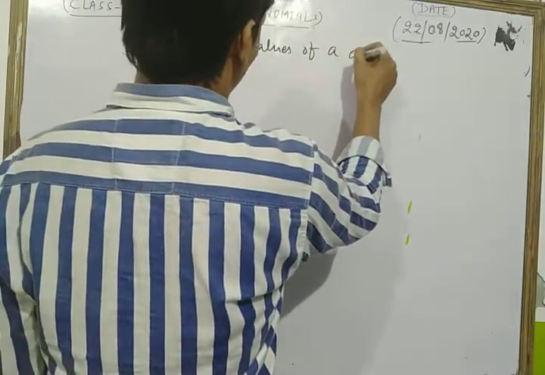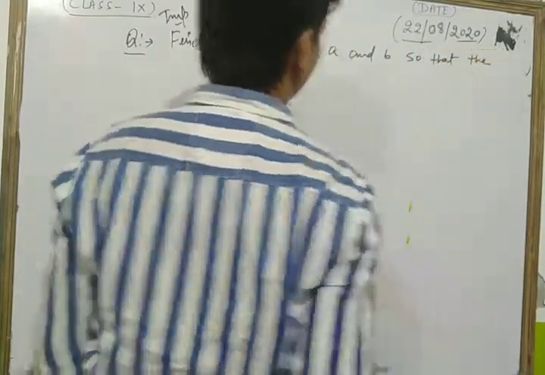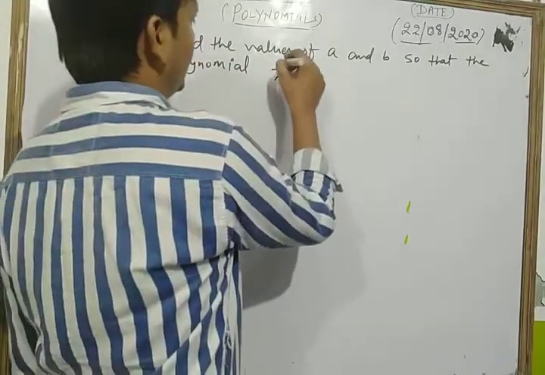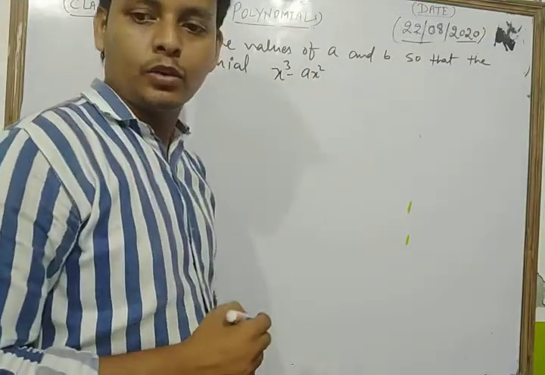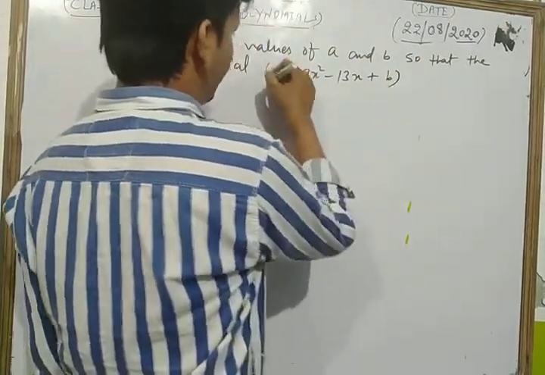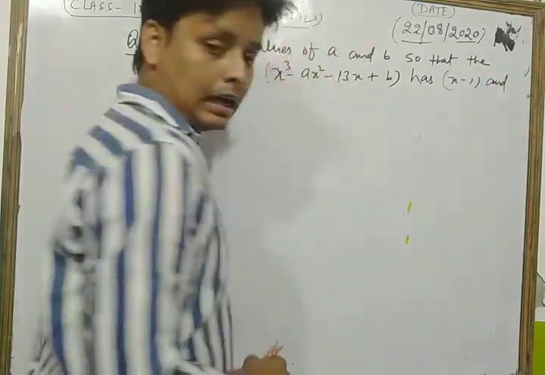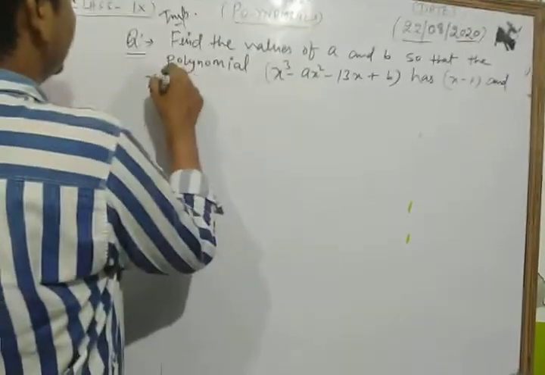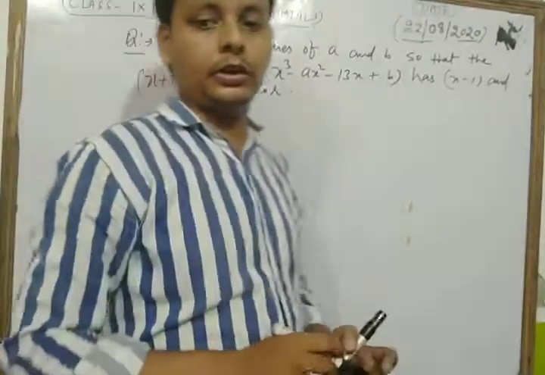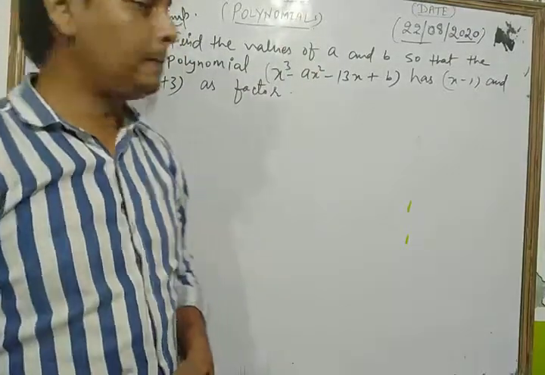Find the values of a and b so that the polynomial x cube minus ax square minus 13x plus b has x minus 1 and x plus 3 as factors. Dear students, this is one of the most important questions of your syllabus and is based on factor theorem. Okay, let's see its solution, dear students.